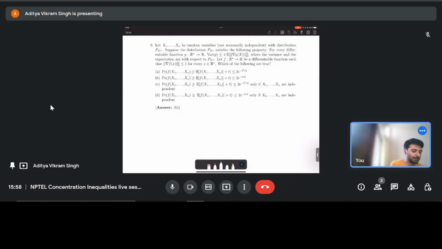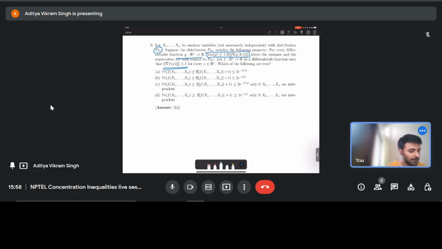Question number 9. Let X1 to Xn be random variables with distribution p of xn. We are given that this holds for every differentiable function g, all differentiable functions. Then we are given that there is a function f for which this happens. Which of the following are true? We want to prove some concentration inequality for f of X1 to Xn.